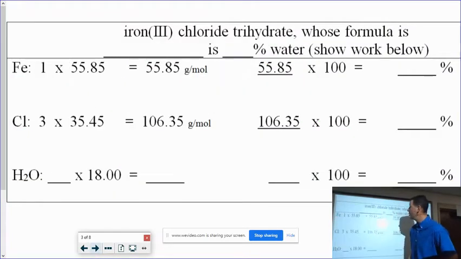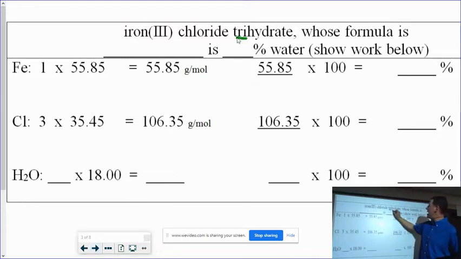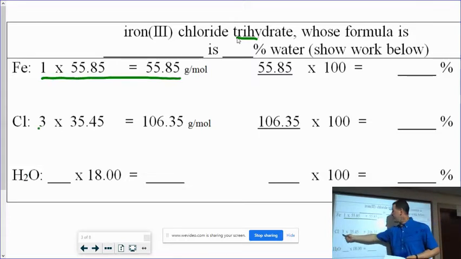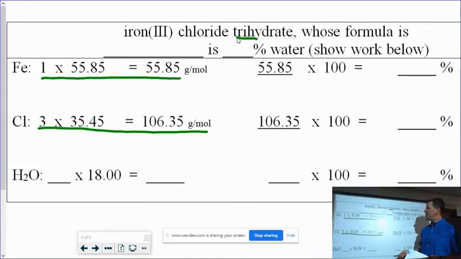So now we're going to do this, but for a trihydrate compound. So I want you to pause the video. I want you to start to fill in the blanks. So we did a little bit of the work for you. And again, this is right off the top. This didn't change at all because it's still Fe with 3 chlorines.